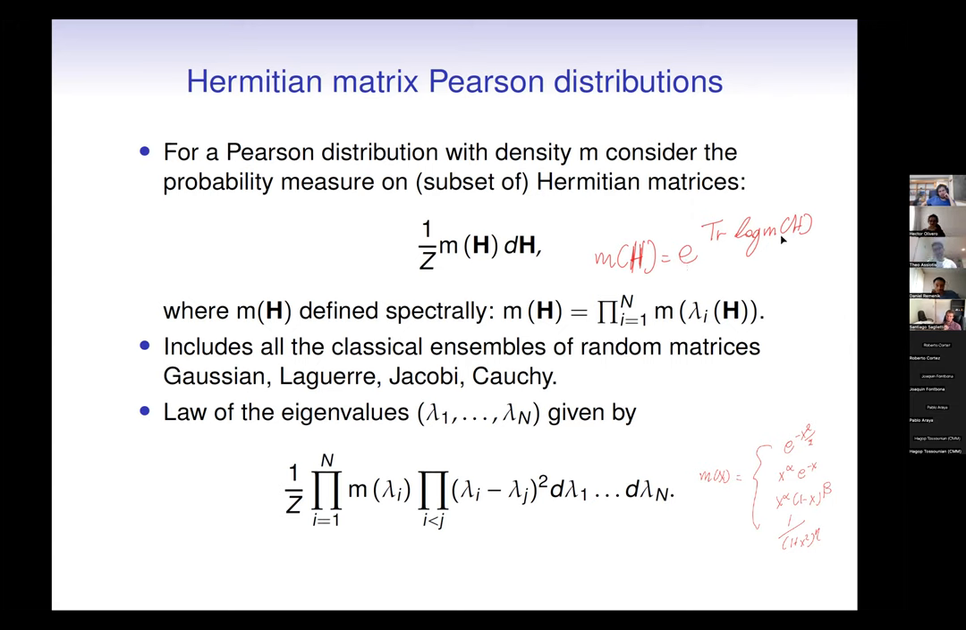So these are some non-negative numbers. So basically before I had a Gaussian weight, now I have a more general weight, which works for all these Pearson distributions. Well, I should say these Pearson distributions have been studied in statistics and things like that for many years, also in mathematical finance.